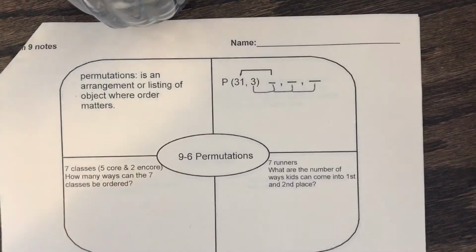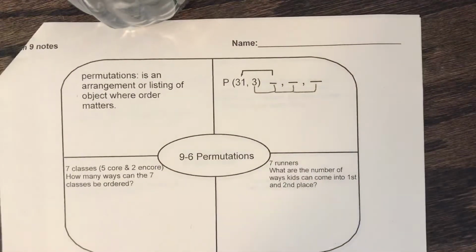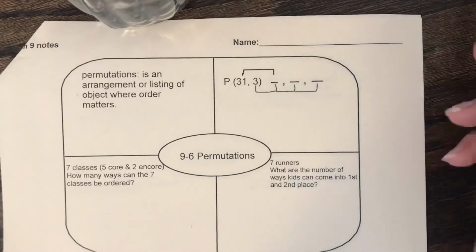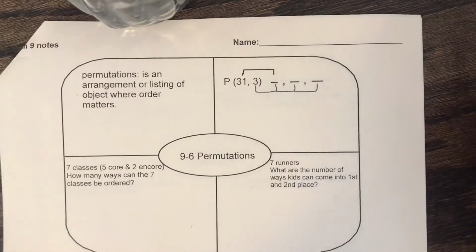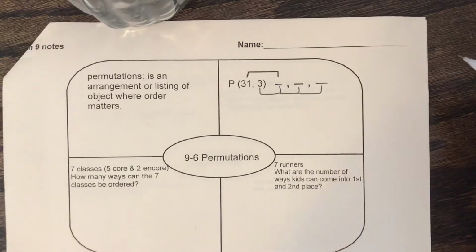Today's new lesson is 9-6, permutations, and that is an arrangement or a listing of objects where order matters. I'm going to start in the bottom left-hand corner. Think about what the teachers and Mrs. Writer in the office have to do to create your schedule. If we say you have 5 cores, I know technically you only have 4 because Lit's a 1 block, but we'll say you have 5 cores and 2 encores. The question is, how many different ways can they arrange your schedule?